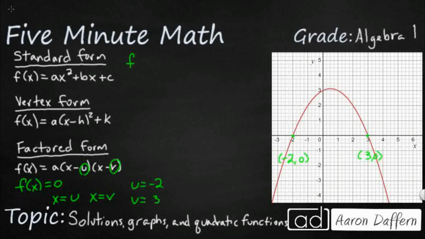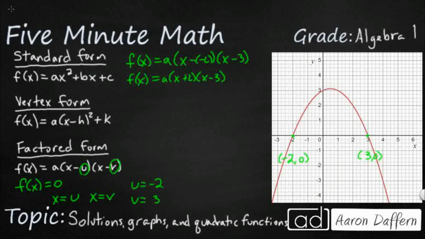We can say f of x equals a, which is what we need to figure out, and then x minus v and x minus u. So really it's x minus -2, which ends up being x plus 2, times x minus 3. So if we factor this out, we'll say a times x plus 2 times x minus 3. And so I'm really looking for that a.